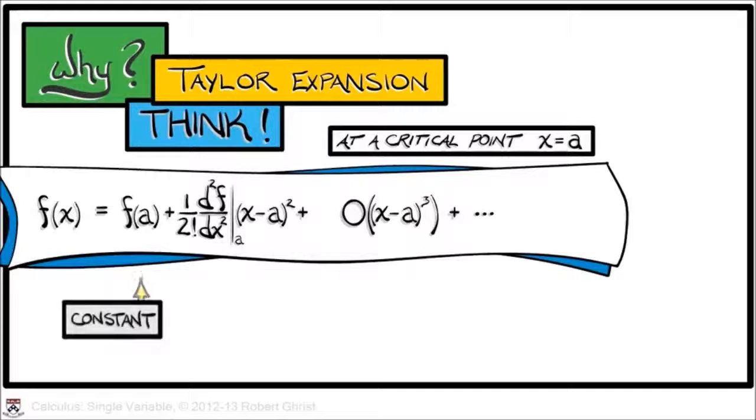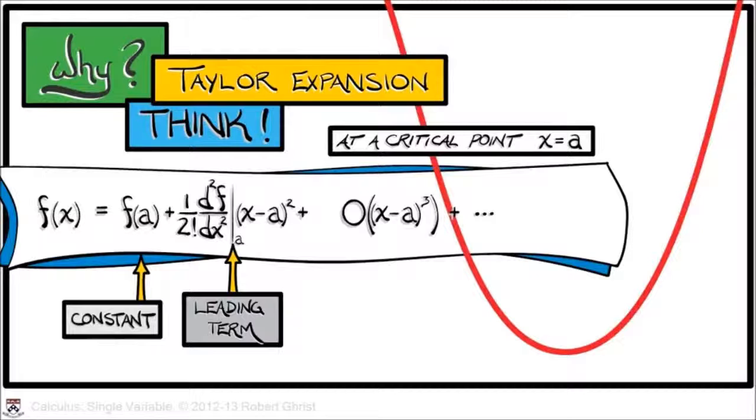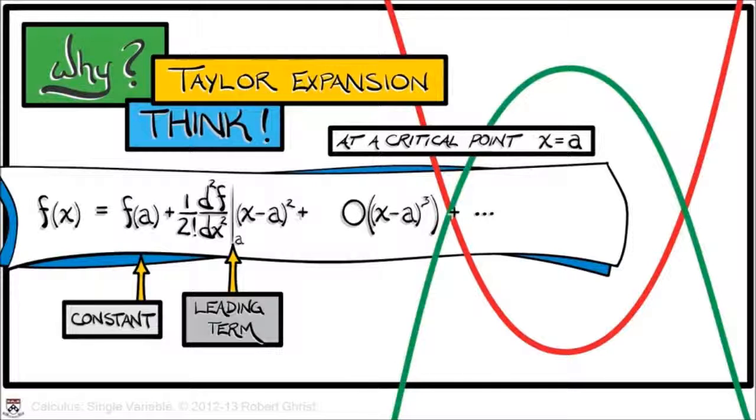f looks like a quadratic. You have a constant term, and then the leading term after that is quadratic in x minus a. That means, ignoring the higher order terms, that the graph looks locally like a parabola. That parabola would open up if the coefficient in front of the second degree term is positive. It would open down if the coefficient is negative. Therefore, we see that the sign of that second derivative at a tells us whether we have a local maximum or a local minimum.